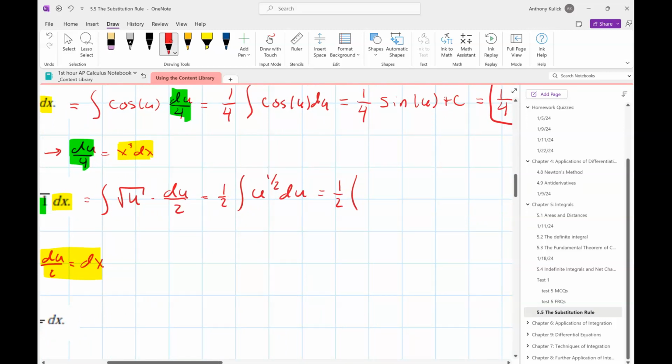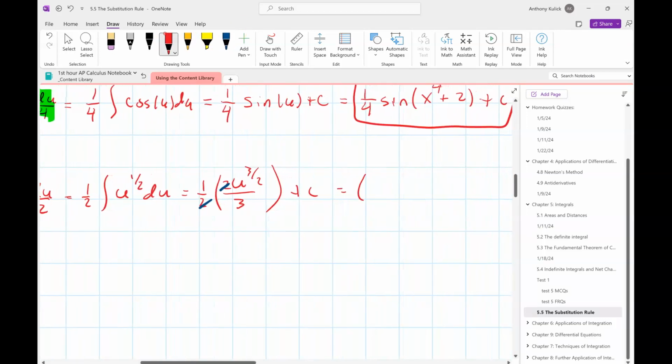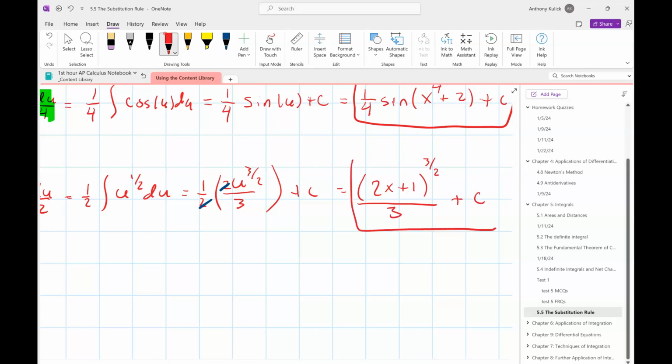The antiderivative of u to the 1/2 is 2u to the 3/2 over 3. I just did it because we've done that one already today. Plus c. I notice that can reduce. So I'm going to have 2x plus 1, plugging back in for u, to the 3 over 2, all over 3, and then plus c. Just doing okay?